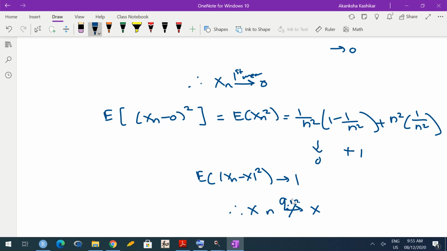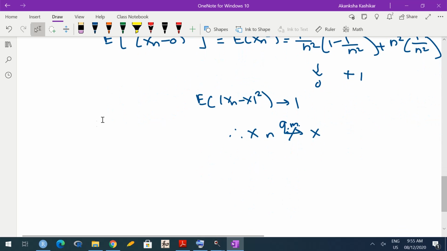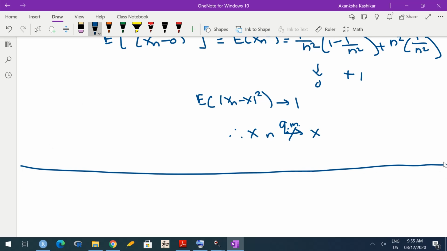So we have an example where I have first mean convergence but second mean convergence doesn't happen. That's what I was saying while writing the definition. If it converges for some r, that doesn't necessarily mean it converges for every other r. Okay. But can we at least say for some other r? Yes, there is an interesting result.